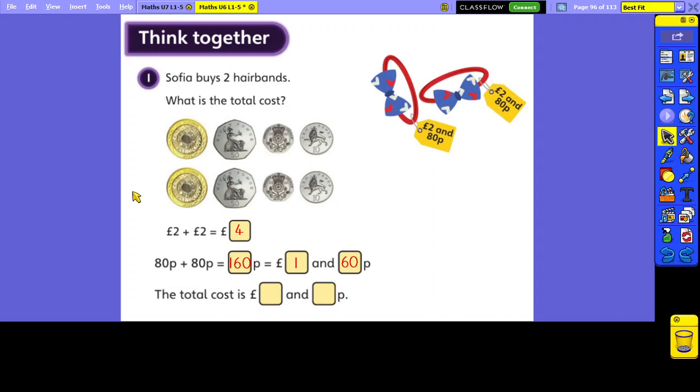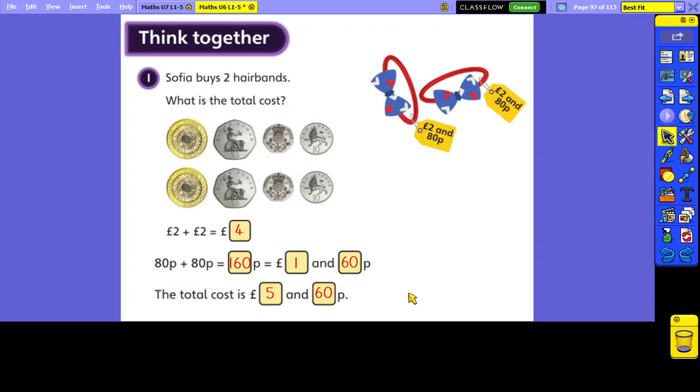So the total cost of my hairbands isn't £1.60, because remember I've still got my 4 that I had for my £2 coins here. So I need to add my pounds together. So if I add £4 and £1, I've got £5, and then I'm left with the 60p. So the total cost of my 2 hairbands is £5 and 60p.